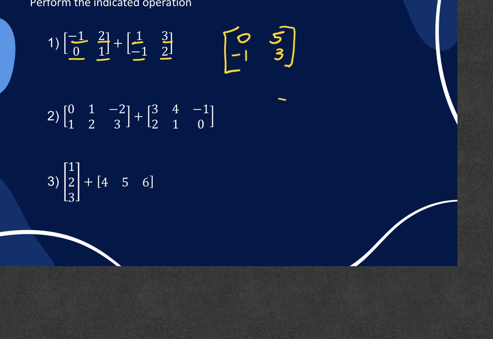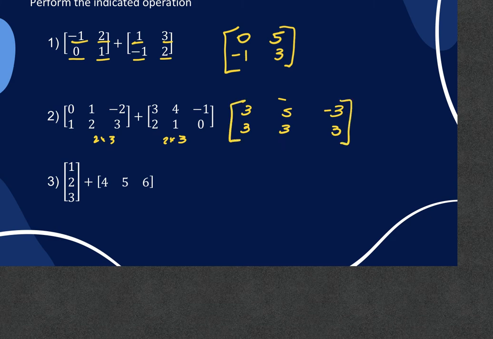All right, so then I look at the next one. That first matrix has the dimensions 2 by 3, and the second one is a 2 by 3. So I can do it. So then I add 0 plus 3 is 3, 1 plus 4 is 5, negative 2 plus negative 1 is negative 3, 1 plus 2 is 3, 2 plus 1 is 3, 3 plus 0 is 3.